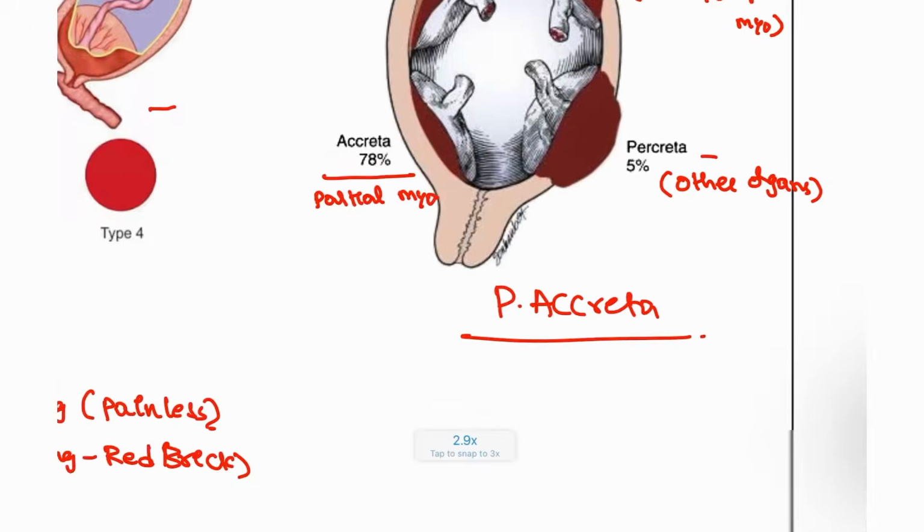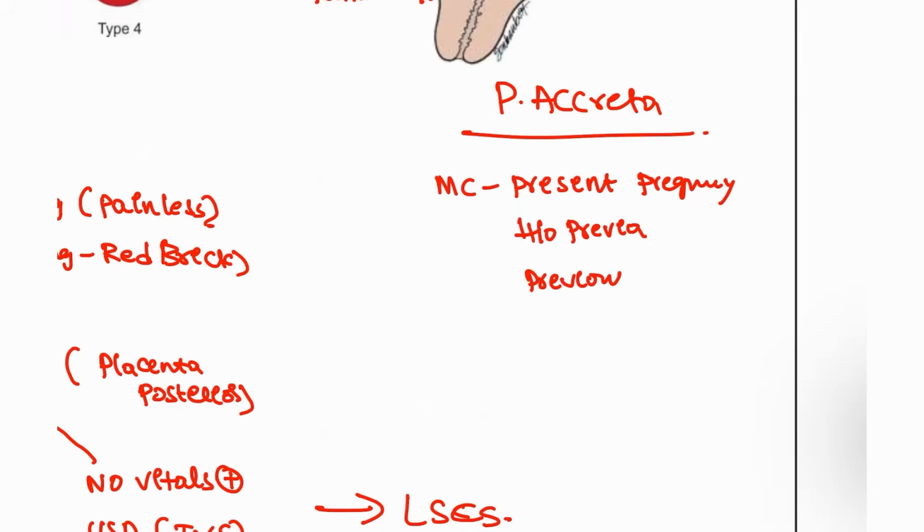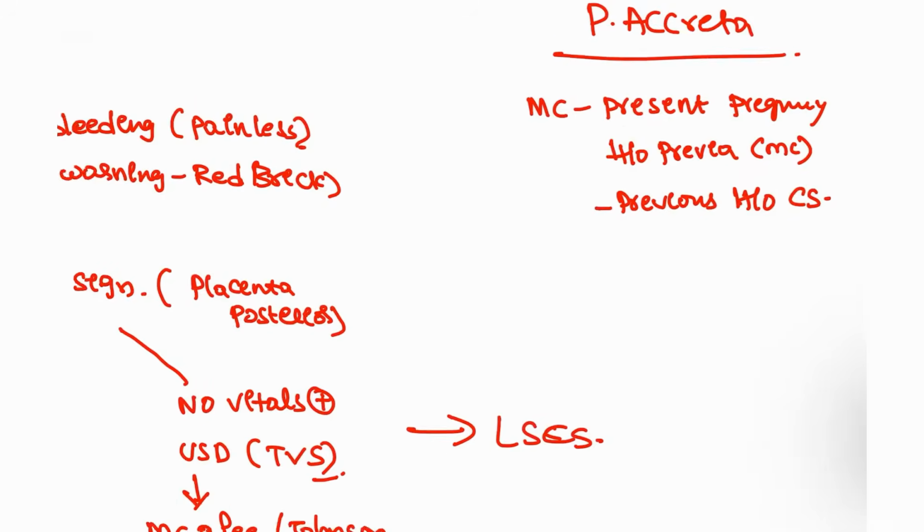Next, what is the most common cause for this patient? The most common risk factor is the present pregnancy with a history of previa in the previous pregnancy. That is one. Another one is a previous history of cesarean section. That is also another cause that will be seen. The most common cause is the present pregnancy with a history of previa. What is the common cause here?